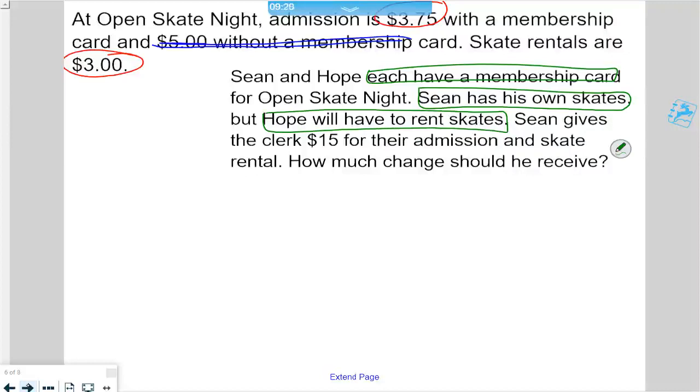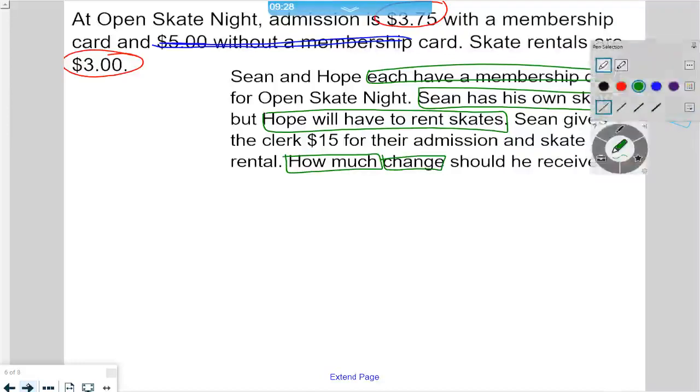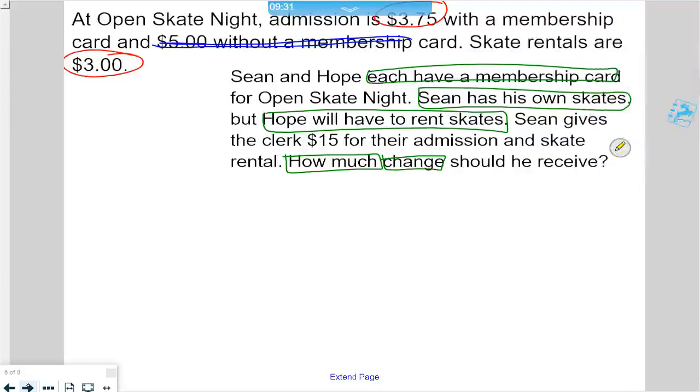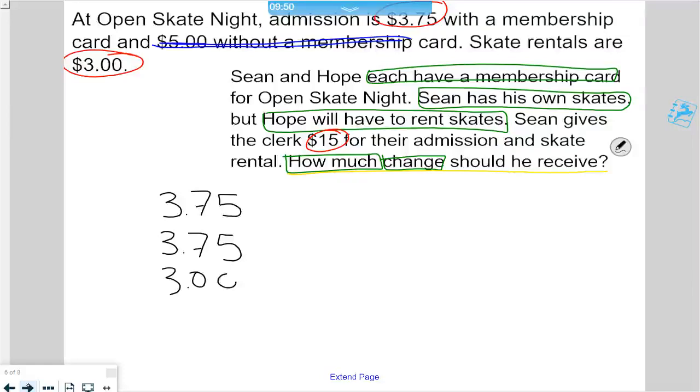Okay? He gave the clerk $15 for their admission and skate rental. How much change should he receive? And we also need to circle that it's 15. So, they both paid $3.75 to get in to open skate night. It cost $3 for Hope's skates.